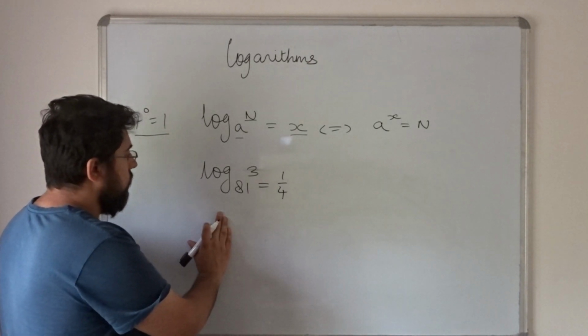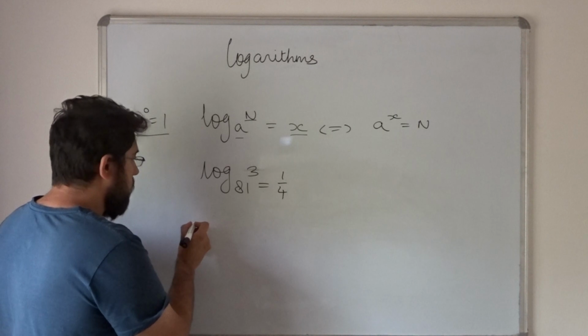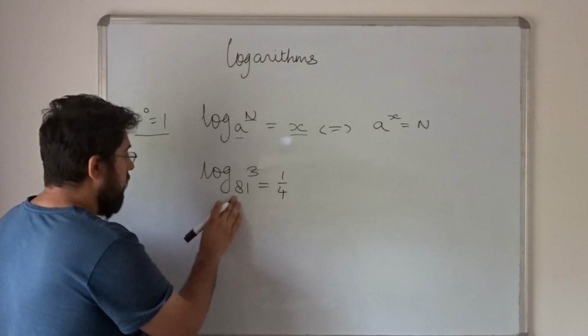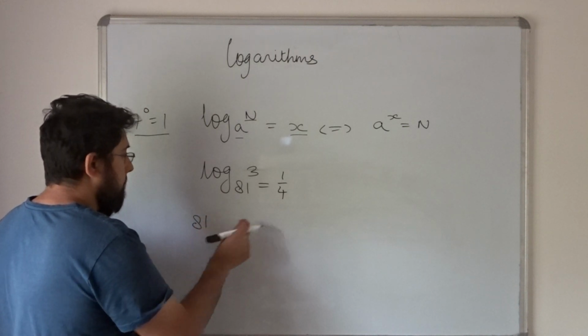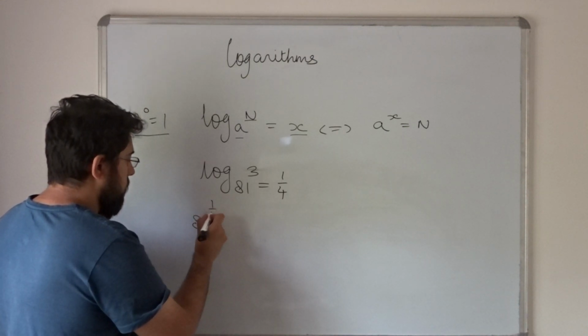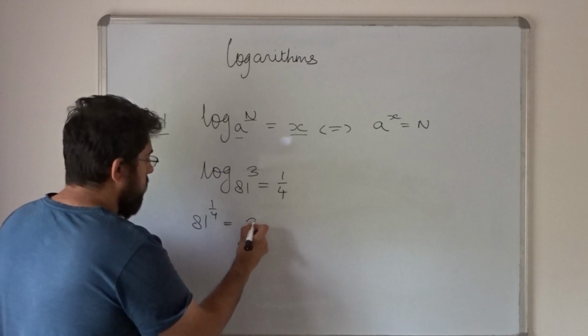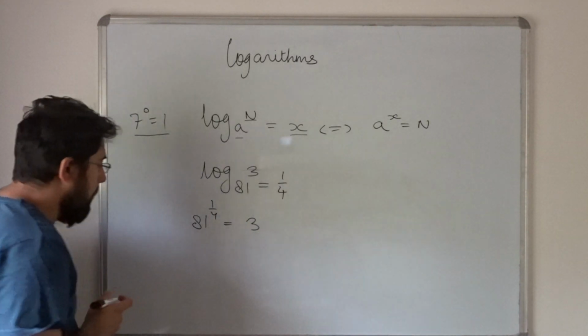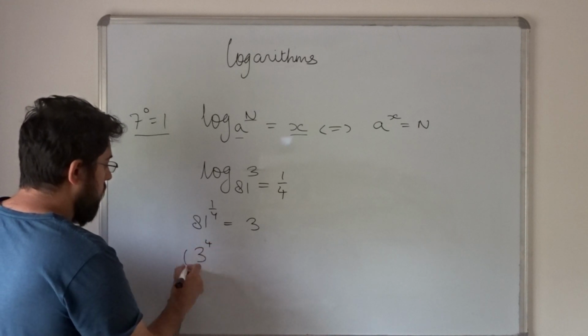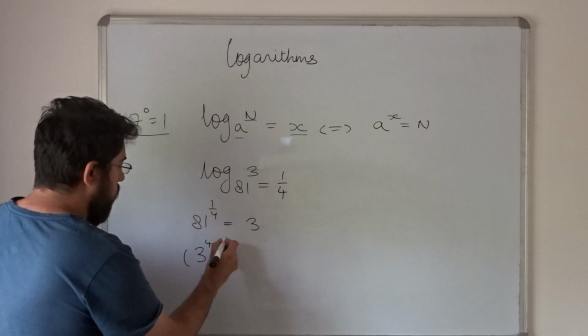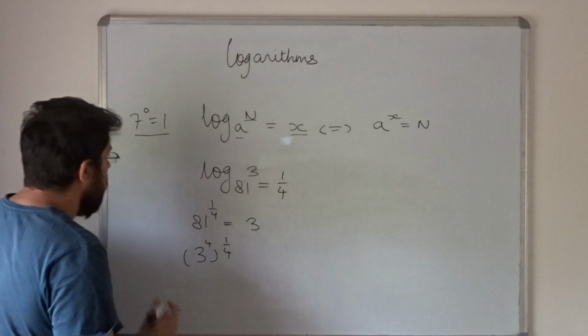So again, this is very easy. Remember, 81 is the base, and then this is the exponent, and this equals 3. I'm sure you know from a previous example that 3 to the power 4 is 81, and then you have 1 to the power 4.